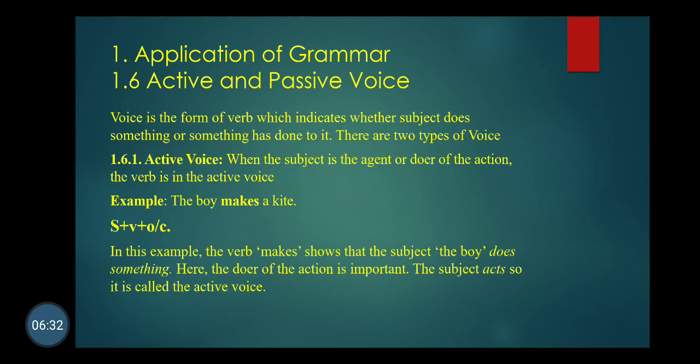Kite is an object. My next question is how to identify an object. If you ask the questions starting with what and whom to the subject and verb, then the answer is called the object. If the answer comes from the what question, then it is called a direct object, and if the answer comes from the whom question, then it is called an indirect object. Here it is subject plus verb plus object or complement. This is the structure of active voice.